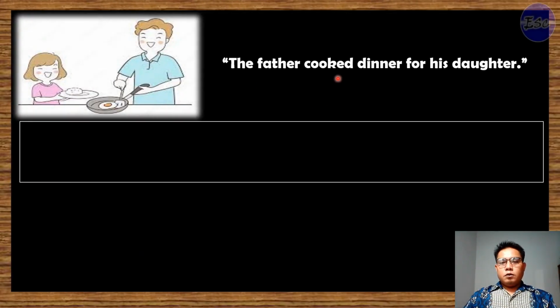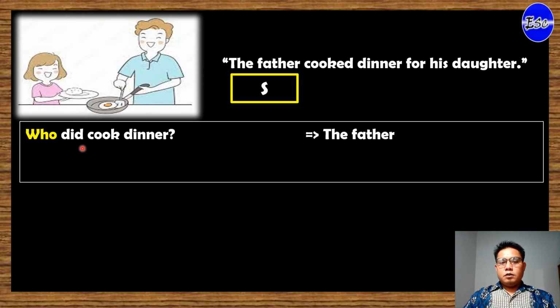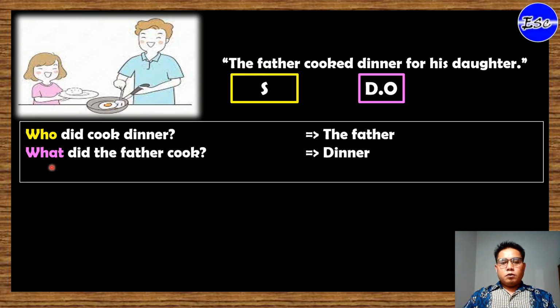The father cooked dinner for his daughter. Who did cook dinner? The answer is the father. So, in this sentence, the father is the subject. What did the father cook? The answer is dinner. So, dinner in this sentence is a direct object because it directly receives the effect of the verb.